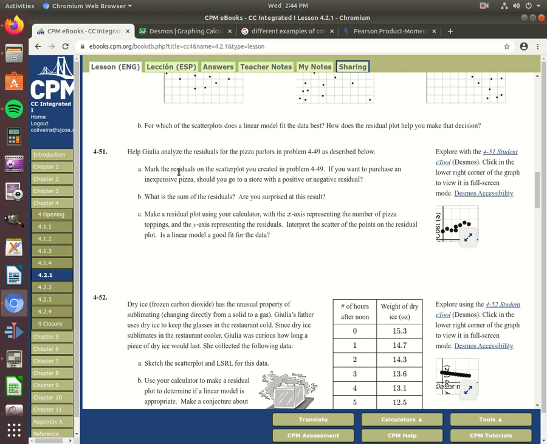So it says, help Julia analyze the residuals for the pizza parlors in problem 479 as described below. Mark the residuals on the scatter plot you created in problem 449. If you want to purchase an inexpensive pizza, should you go to a store with a positive or negative residual? We talked about this in the last video. We said a negative residual would actually be cheaper. So let's take a look here.